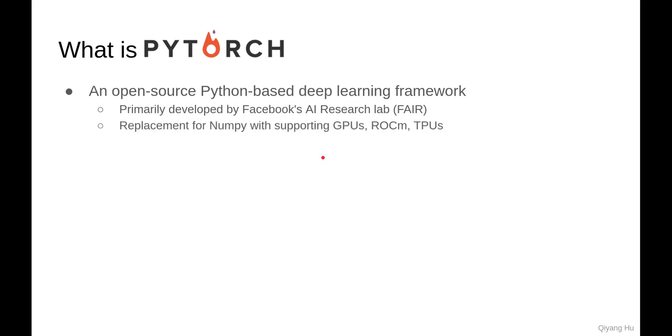But in simple words, PyTorch can be understood as a replacement or re-implementation of NumPy. This replacement provides great support for various accelerators such as GPUs, ROCm, and TPUs, and not only that, PyTorch also provides a full set of deep learning libraries, including various neural network architectures, various optimizers, and various functions such as loss functions and other functions defined within PyTorch.